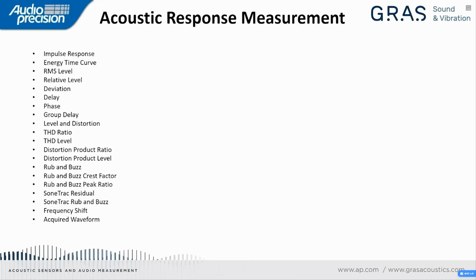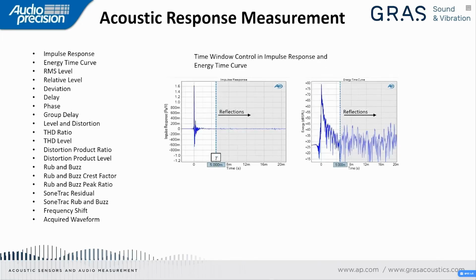Acoustic response measurement. So in APx500 software, the acoustic response provides up to 20 measurement results, including impulse response and energy time curve. The impulse response and energy time curve provide a graphical control of the time window. And basically this means you can pick up the time window on the graph itself and move it to gate out any seen reflections either in the impulse response or the energy time curve.